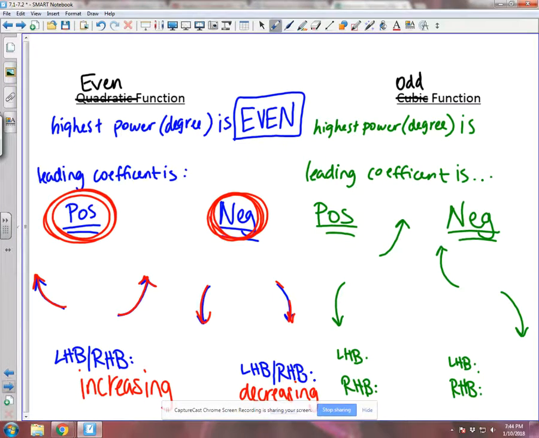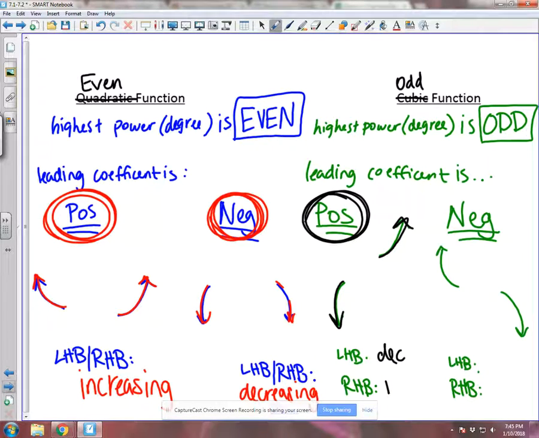Now, if the highest power or the degree is odd, it's called an odd function. If the leading coefficient is positive, that means the left side will be pointed down and the right side will be pointed up. They are pointed two different directions. The left-hand behavior will be decreasing, the right-hand behavior will be increasing. If the leading coefficient starts with a negative number, that means the left side will be pointed up and the right side will be pointed down, meaning the left-hand behavior is increasing and the right-hand behavior is decreasing.